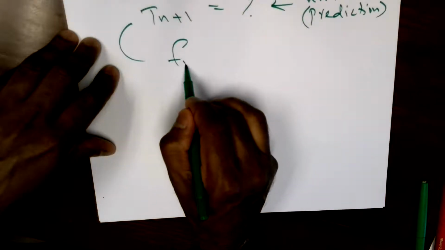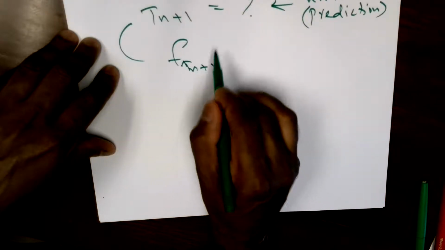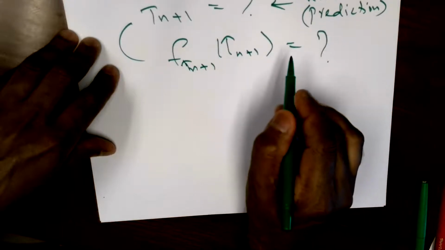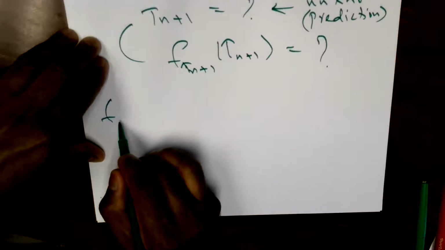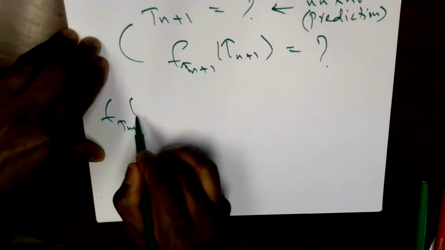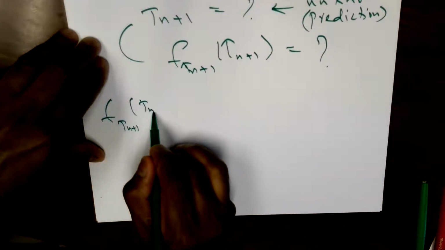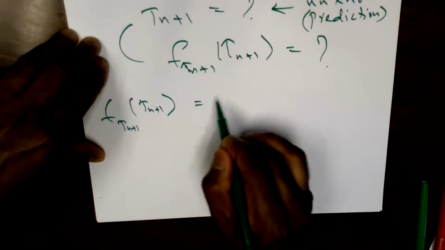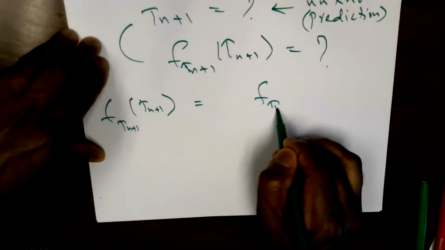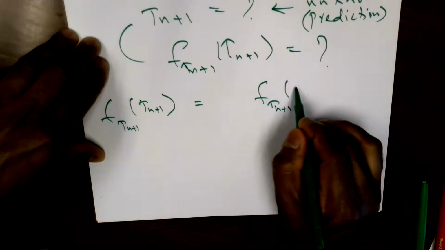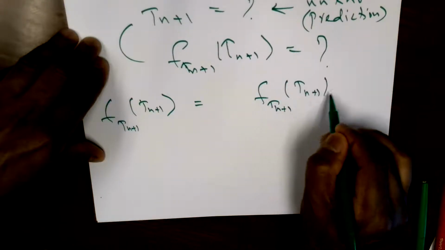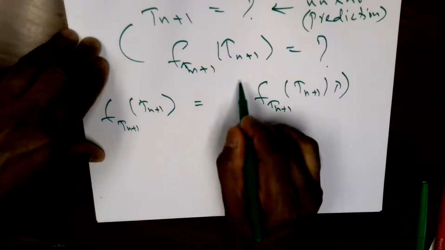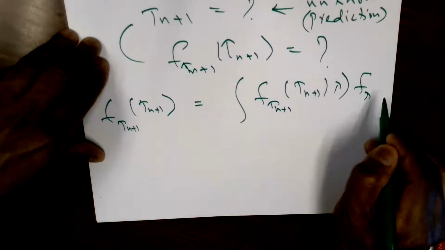So the question is, can we figure out its density function for tau n plus 1? Of course we want to make use of the data also. To start with, the density function of tau n plus 1 given lambda is easy, because if lambda were known, this would be just an exponential. So we will condition it on lambda.